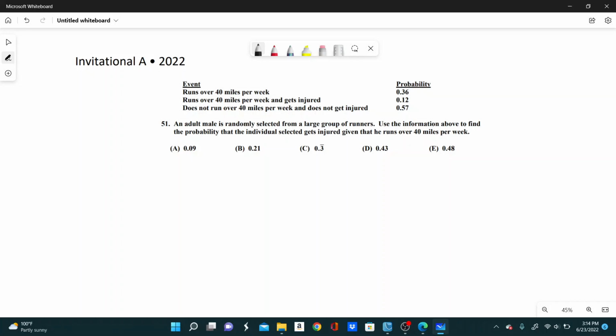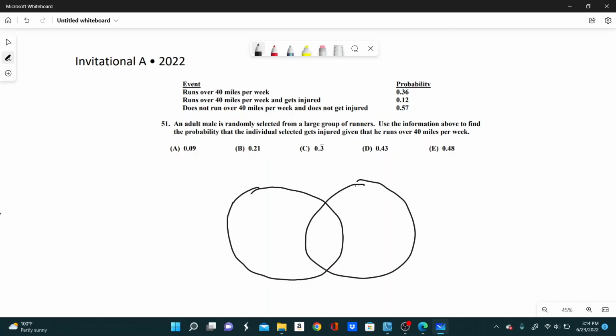And I think the most intuitive way to do these is by using a Venn diagram. So if we use a Venn diagram, I'm going to make the left circle runs over 40 miles per week, and the right circle gets injured. And then we can just use the table to figure out what belongs in the certain regions.